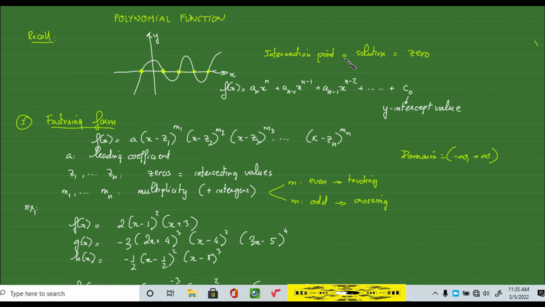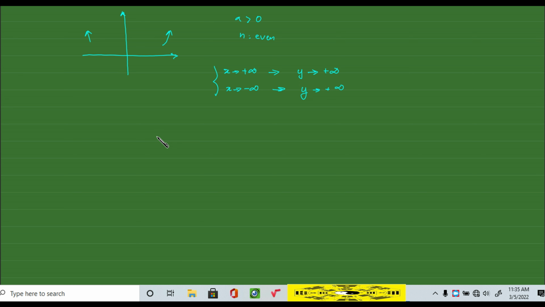So if they give you something like this, not the factoring form, but instead the standard form, the one we already learned in class, how are we going to convert standard form to factoring form?